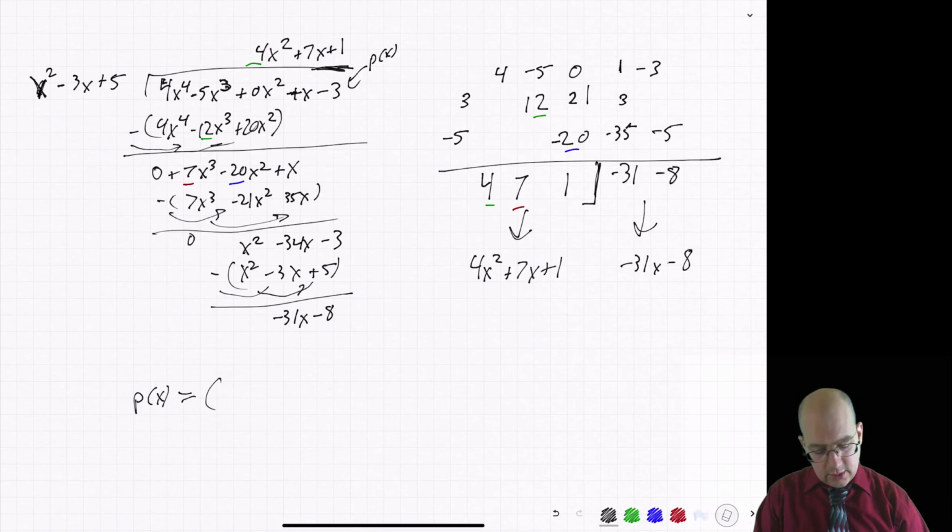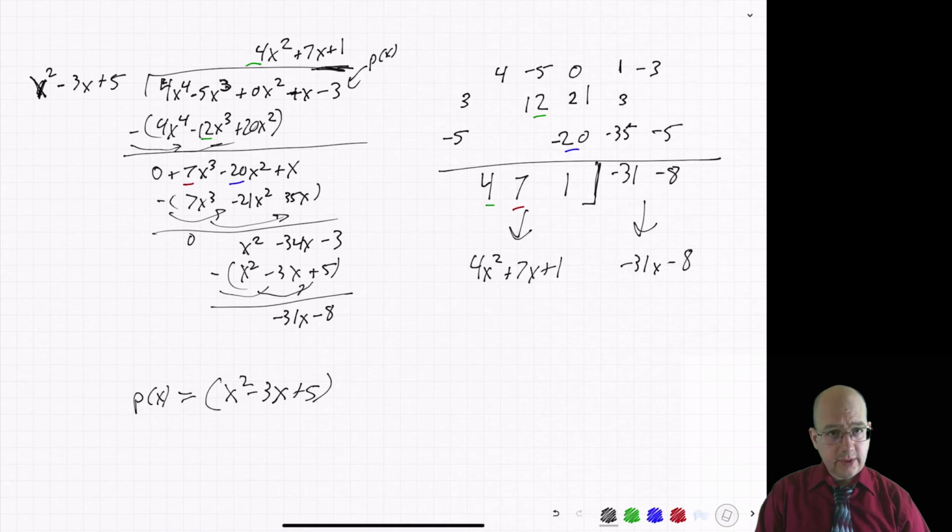And basically, either method is computing this. So I want to write the p of x as x squared minus 3x plus 5, and then multiply that by 4x squared plus 7x plus 1, and then I have this remainder minus 31x minus 8. Okay, cool.